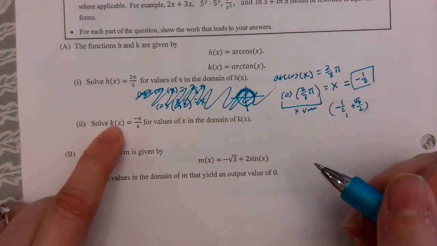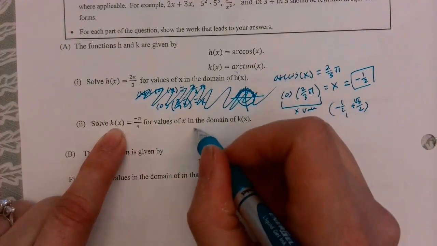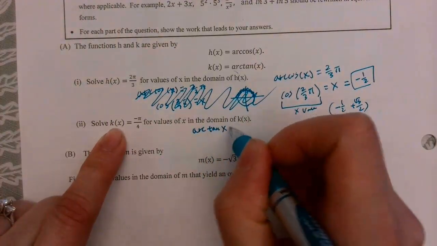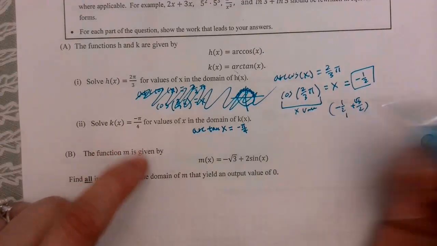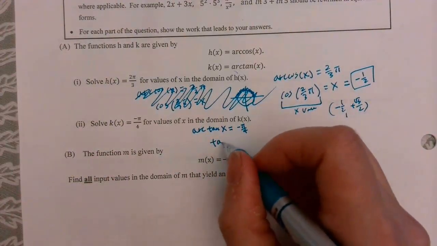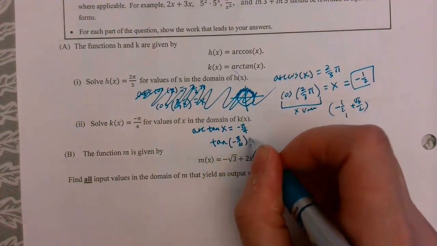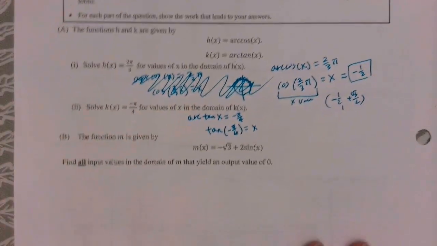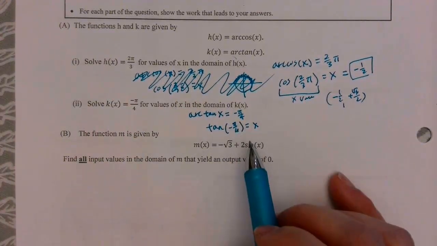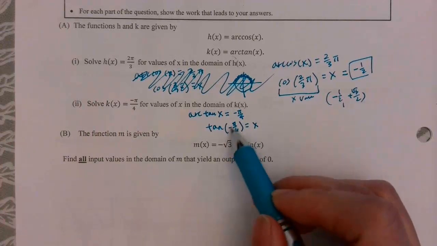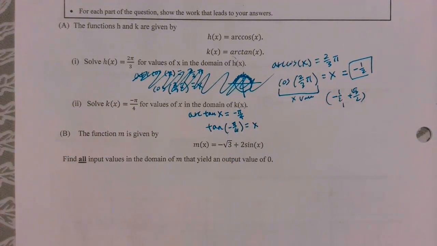What about letter B? K of x. Your k of x is what? Arc tangent of x is equal to negative pi over 4. Put it back to the original: tangent of negative pi over 4 is equal to x. Just like, once again, this is kind of like a unit circle quiz, except the angle over here, negative pi over 4, is not on the unit circle.